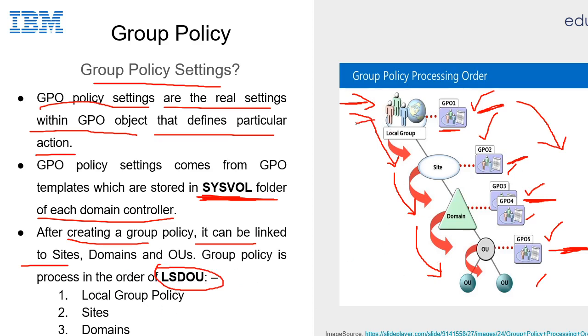First it is given to the local group, after that to the site, and then domains, then organization units, then sub-organization units. So the group policy settings will be processed in the order of LSDOU. L is nothing but local groups, S is sites, D is domain, and O is organization unit. So this is the order to process the group policy settings.